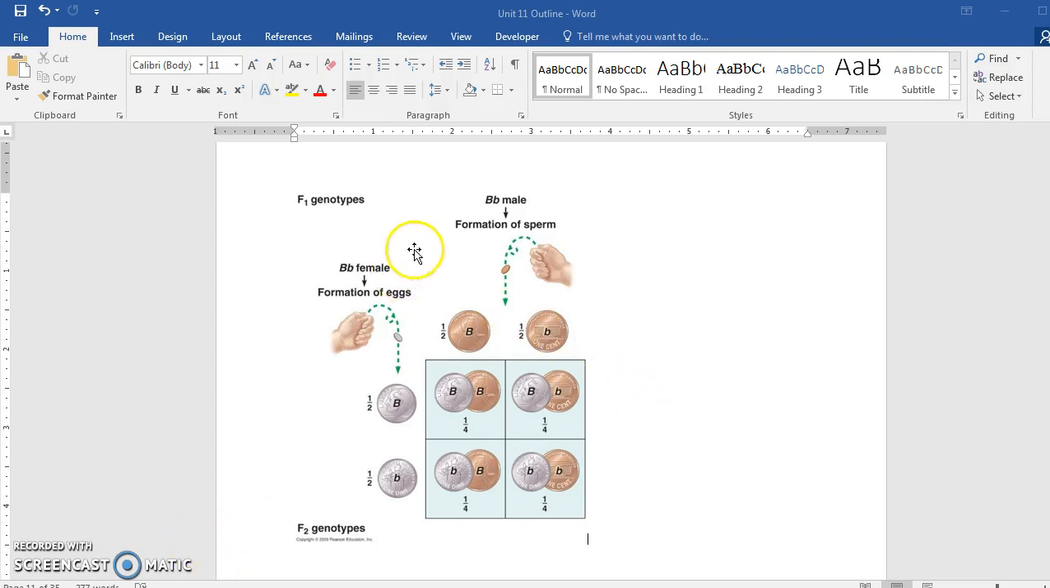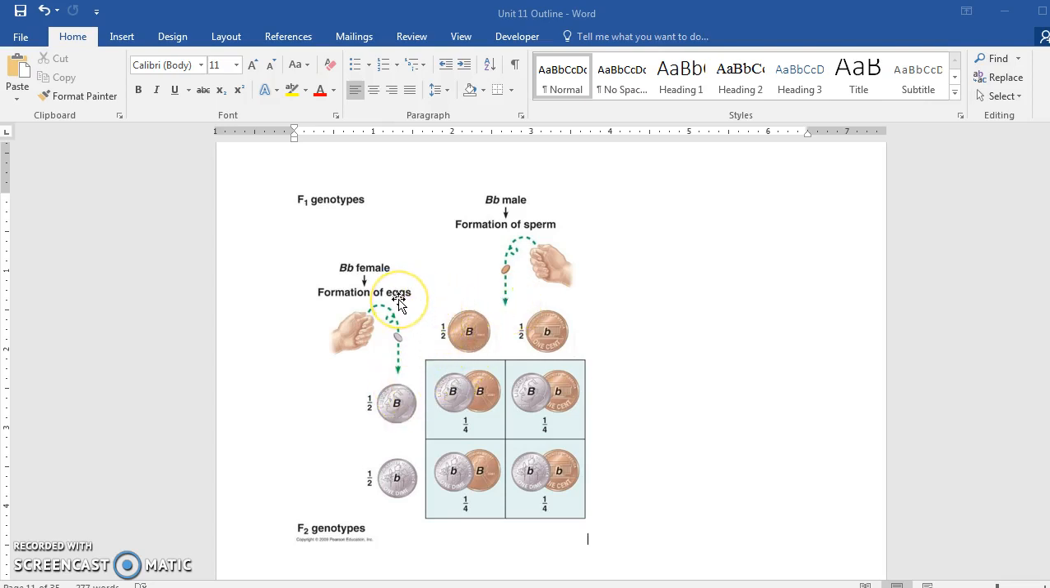If you take the F1 genotypes, you can compare them to a coin. There's a 50% chance that you're going to get one allele, in this case big B, or a 50% chance you get the little b allele. It's kind of like the heads or the tails. Heads could be big B, tails could be little b. You have two different coins that you're flipping. One would represent the male, one would be for the female.